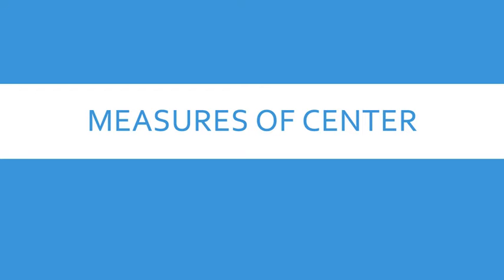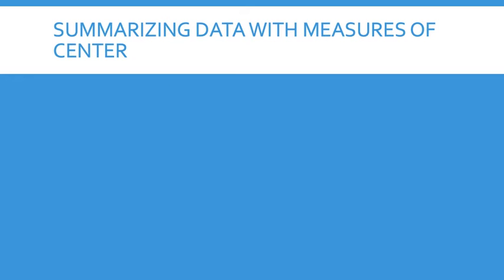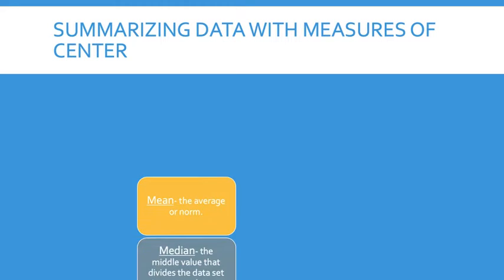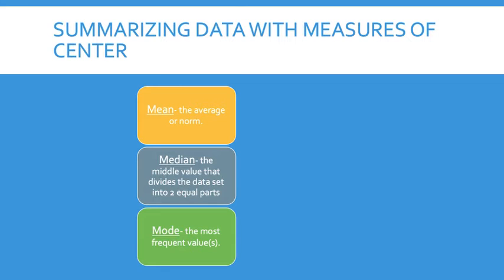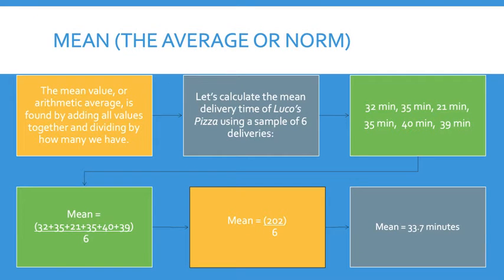This presentation focuses on measures of center: the mean, the median, and the mode. Summary statistics tell the story of the data, so we're summarizing data with measures of center. Mean is the average or the norm. Median is the middle value that divides the data set into two equal parts, and mode is the most frequent value or values listed. But all three measure center. Let's take them one at a time.